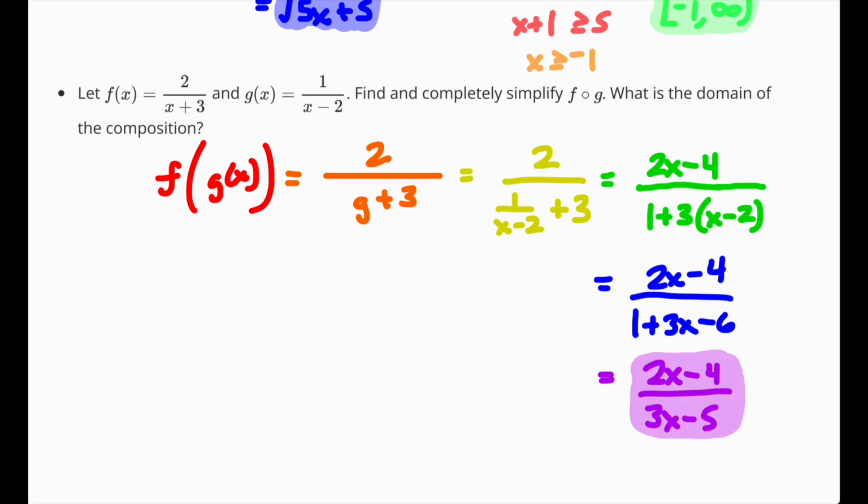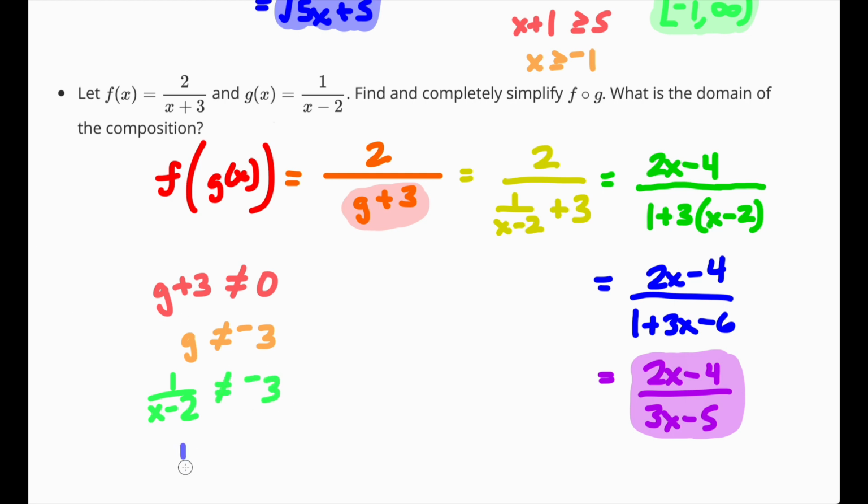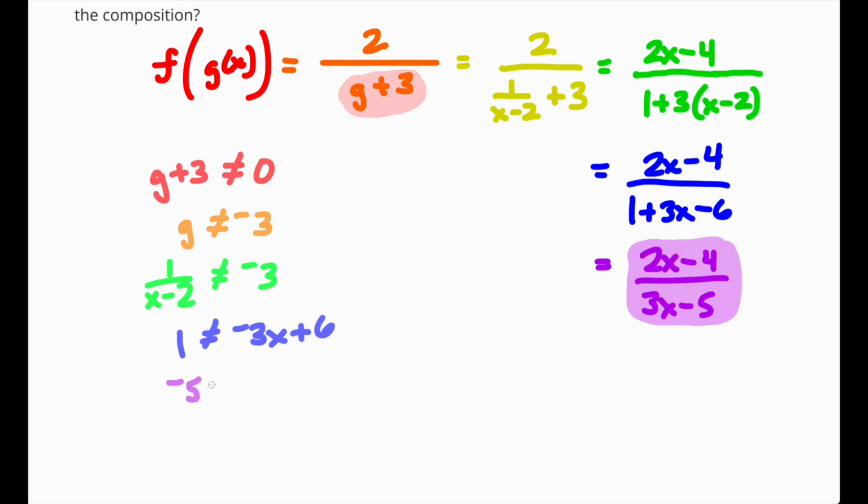The next part says, what is the domain of the composition? First thing I'm going to do is look at this denominator here, because this is the main thing you want to look at. You cannot divide by 0. So basically it means that g plus 3 cannot equal 0. In order for this to be equal to 0, g cannot be equal to negative 3. So in order to account for this, I'm going to plug in g over here. It's going to be 1 over x minus 2 cannot be equal to negative 3. I'm going to multiply both sides by x minus 2. I'm going to solve this out, subtracting 6 on both sides.